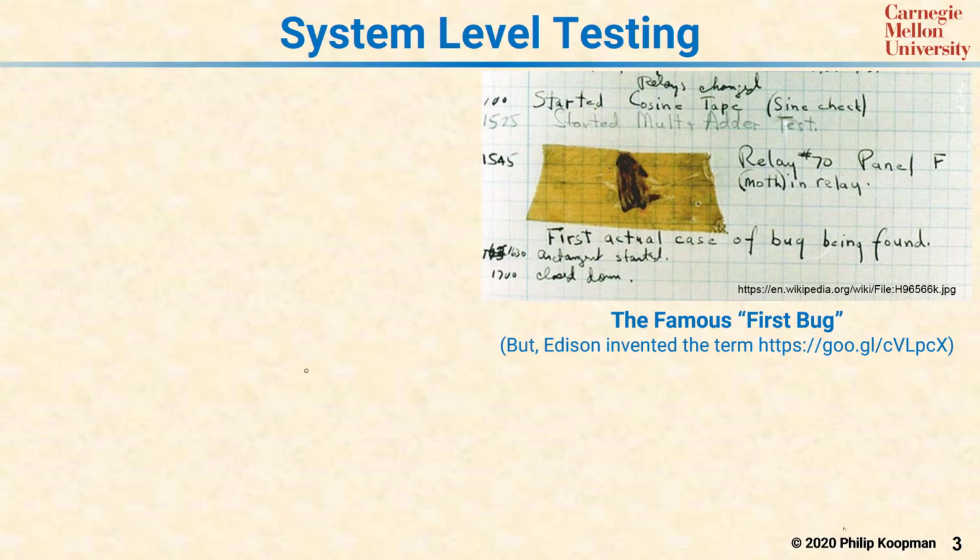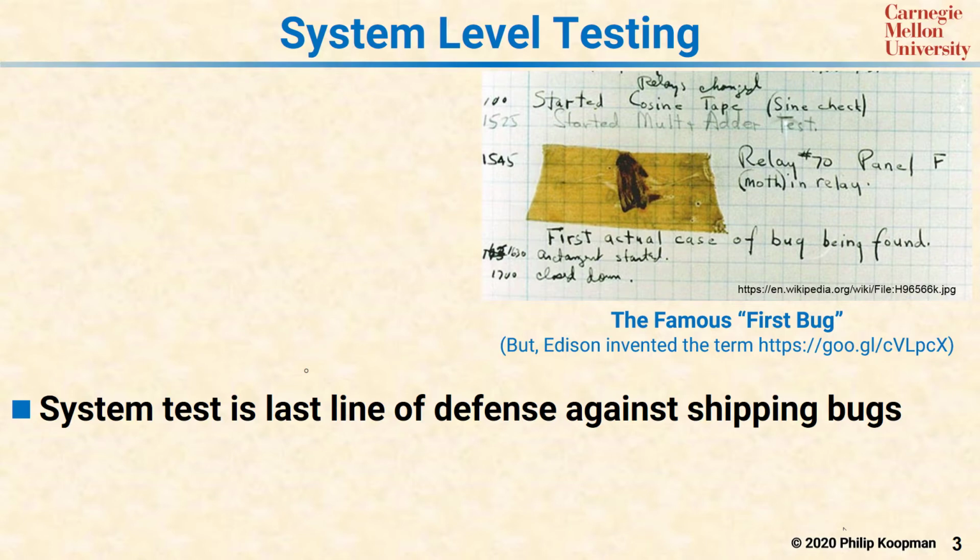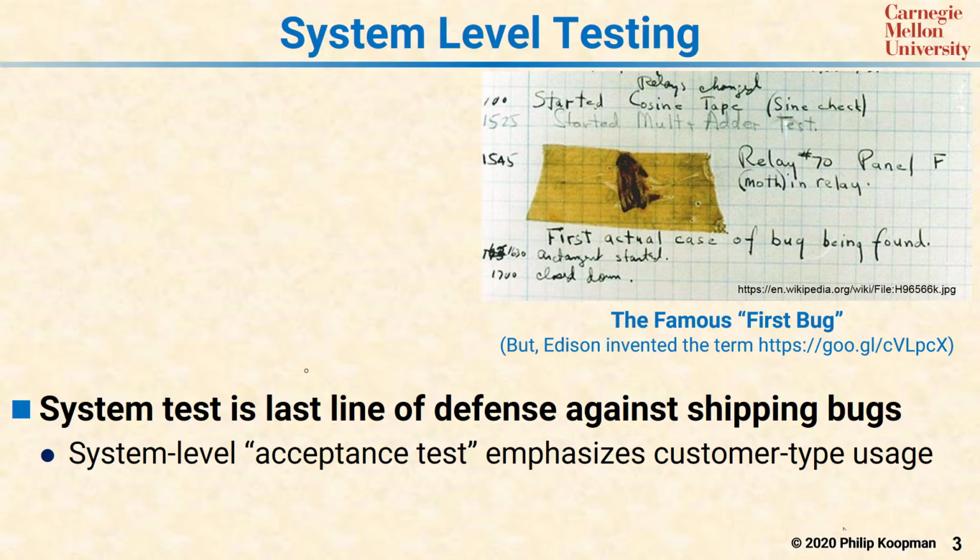The important thing about system test is that it's the last line of defense against shipping bugs. That means it should not be the first and only line, but rather the last time you have a chance to get rid of bugs. A system-level acceptance test emphasizes customer-type usage. In other words, would the customer accept this product as fit for purpose?